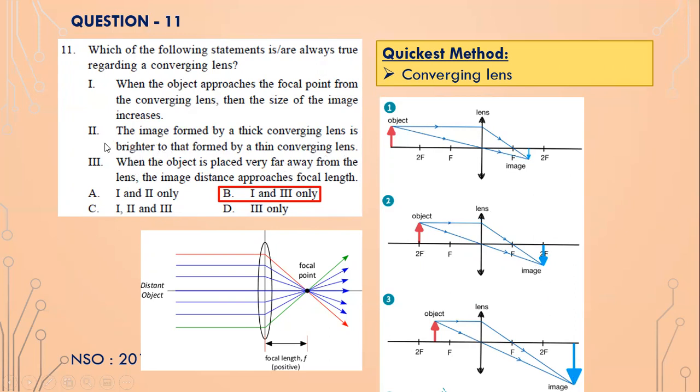So 2 is false. When the object is placed very far away from the lens, the image distance approaches focal length, which is correct, isn't it? Because rays of the object from far away distance will converge at the focal point. So image distance approaches the focal length. Image distance will approach the focal length.